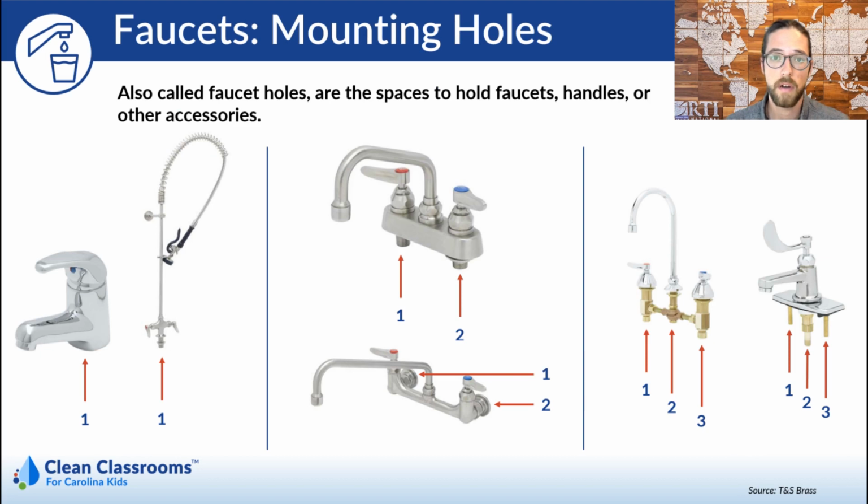Next, you will identify the number of mounting holes. Your faucet will have either 1, 2, or 3 mounting holes, also called faucet holes. These are the spaces to hold the faucet spout and the handles. You can often tell how many holes there are just by looking at the top of the sink, but you may need to check underneath to determine the number of holes if there is a mounting plate, like the example in the very center of the slide. You can see various examples on the slide of different configurations with 1, 2, or 3 mounting holes.